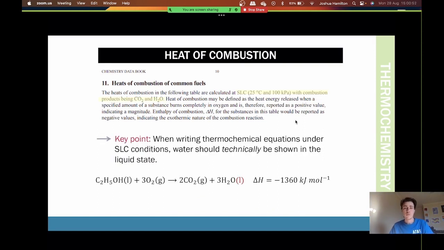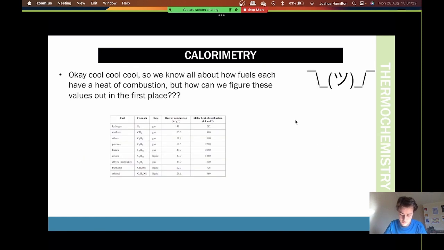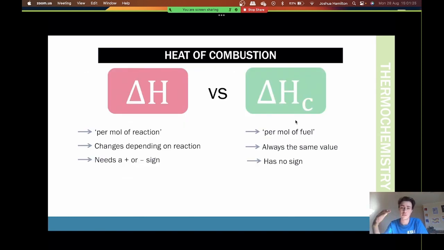So really key point when writing a thermochemical equation under SLC conditions, water should technically be shown as a liquid state. That's also another thing as well. It's one of those things that you just need to keep an eye on. But if everything else is a gas, sometimes you can get away with having the water as a gas. So if you're working with things like methane or ethane, usually they're a gas, so you can sort of get away with using the water as a gas. So as you can see here, delta H versus delta HC, this is very niche stuff, but it's the stuff I want you to start practicing now because you're getting close to that point of practicing exams and working on the little niche things.